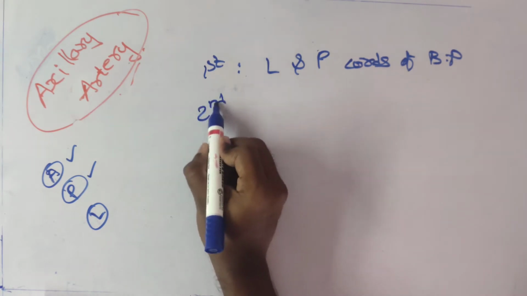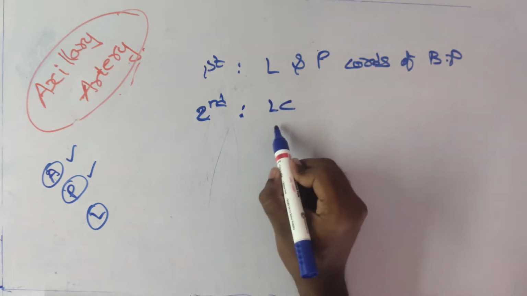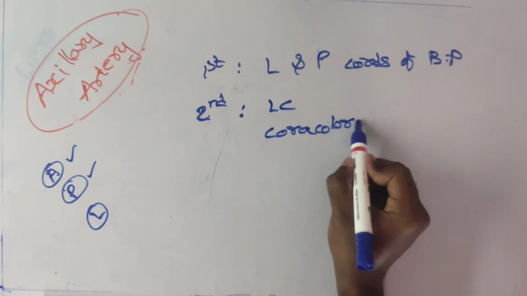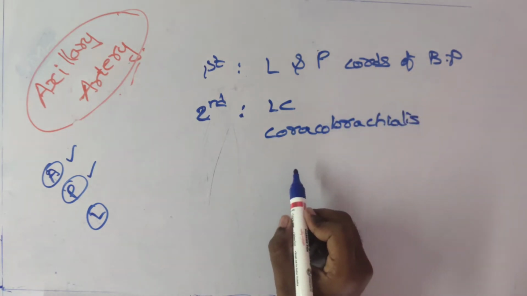Now coming to the second part, lateral cord and coracobrachialis, lateral part and coracobrachialis, lateral cord and coracobrachialis.